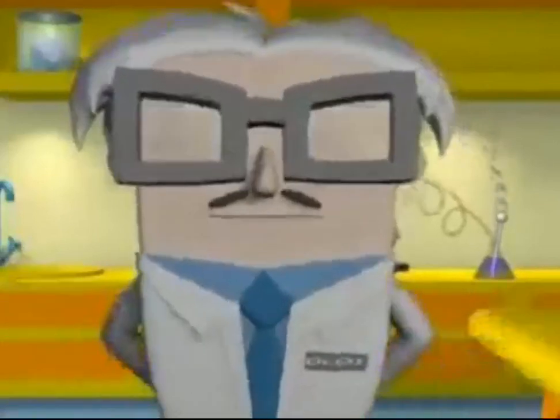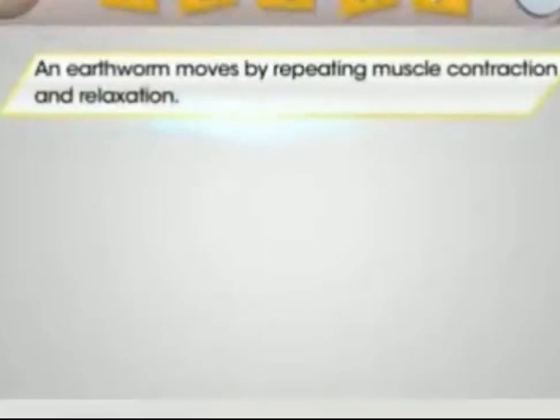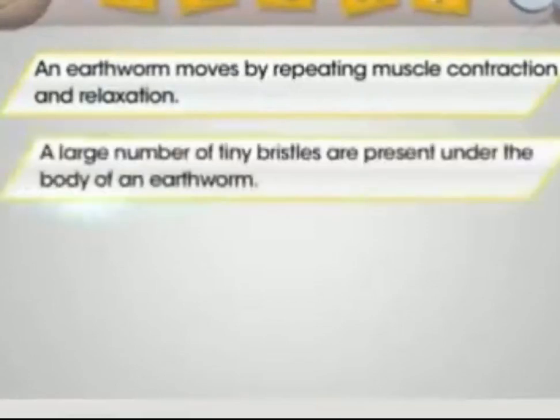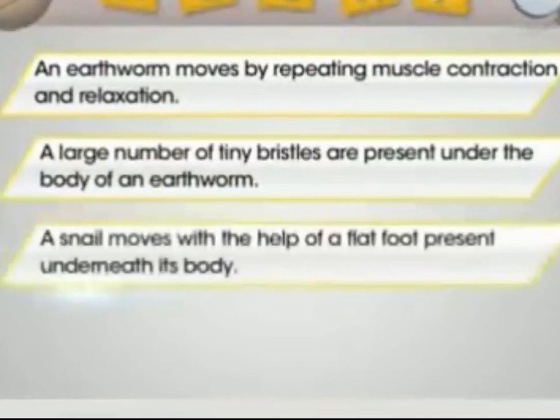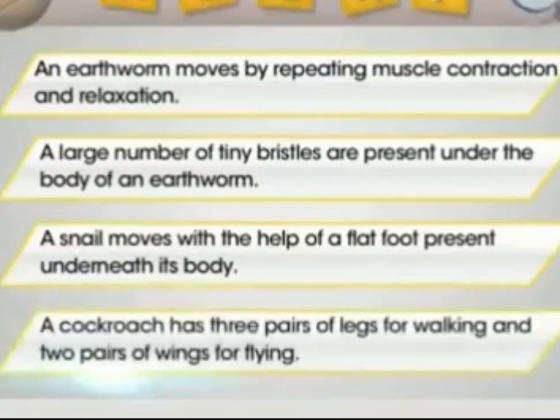Let's quickly recap, shall we? In this module, we have learnt the following. An earthworm moves by repeating muscle contraction and relaxation. A large number of tiny bristles are present under the body of an earthworm. A snail moves with the help of a flat foot present underneath its body. A cockroach has 3 pairs of legs for walking and 2 pairs of wings for flying.